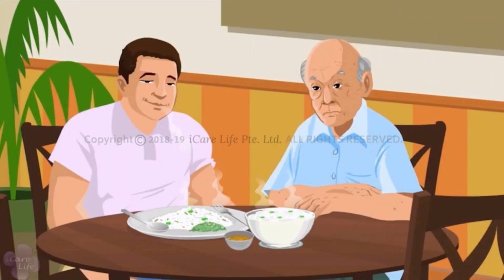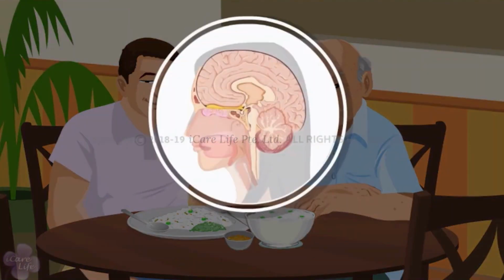With age, the smell perception declines. This is due to loss of cells in the olfactory bulb of the brain and a decrease in the number of sensory cells in the nasal lining.